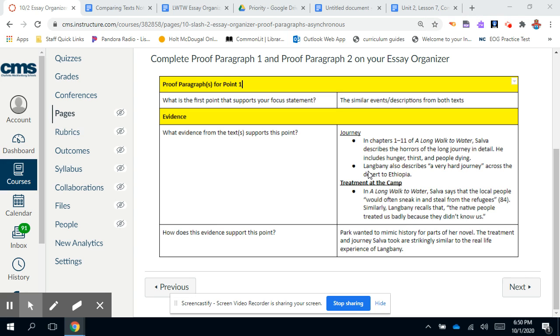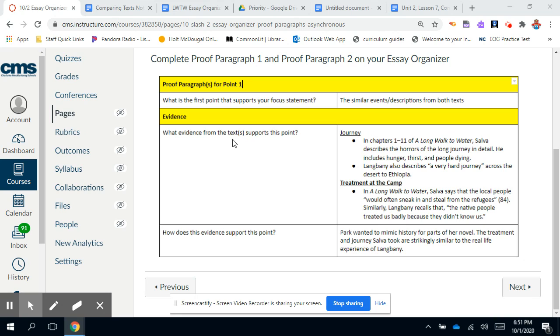So a little bit more explanation for how you're going to complete your proof paragraph organizer today. Here's an example of how to complete proof paragraph point 1, and this is based on the model essay. The first point that supports your focus statement, because this is a compare and contrast essay, is going to be your similarities, where you see some similar events or descriptions in both texts.